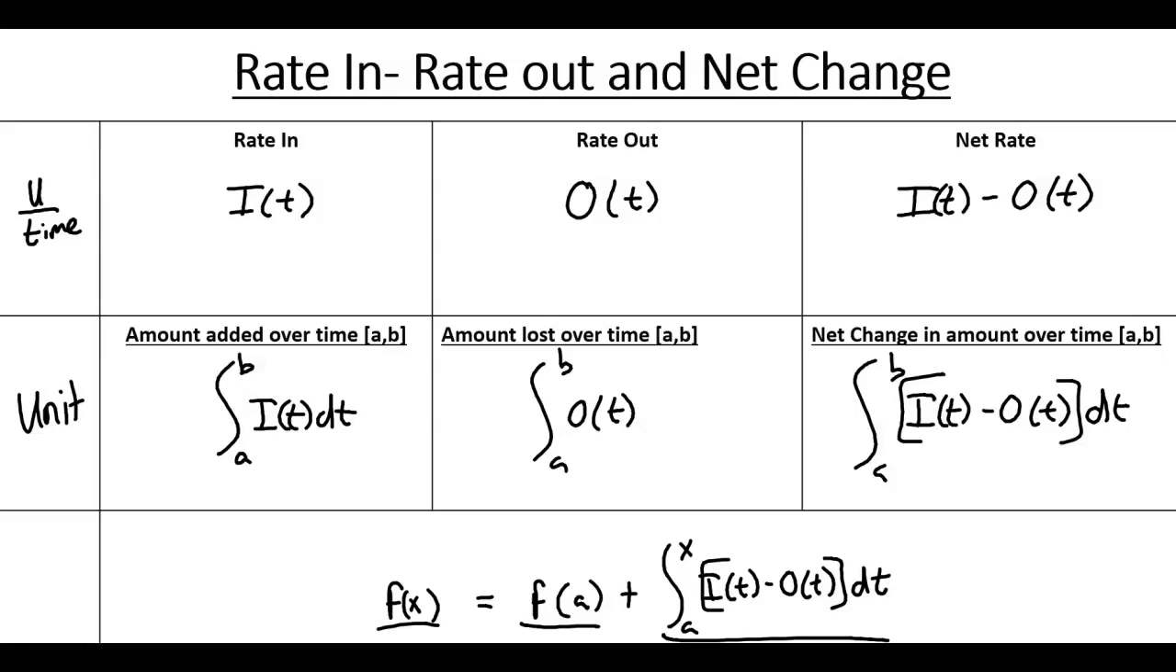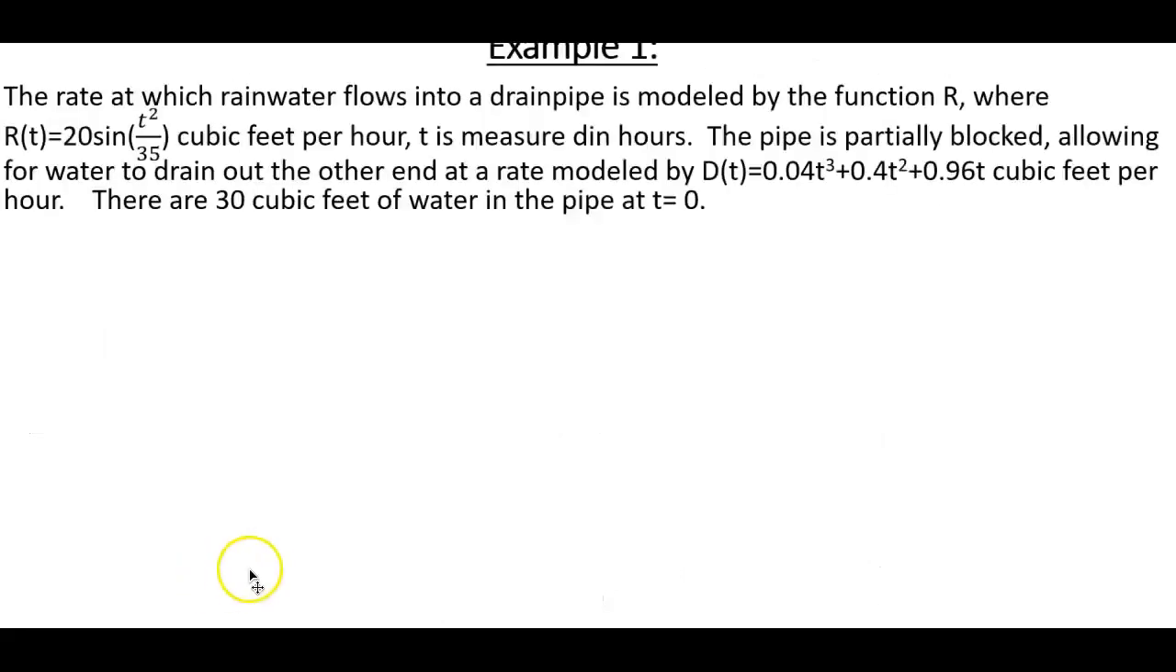So now that we've done that, we're going to jump into some problems. All right, let's begin. Example 1. The rate at which rainwater flows into a drain pipe is modeled by the function R, and here it is. This rate is measured in cubic feet per hour, so this is how much water is being added into the drain pipe per hour, and it can be found using this function here. And t is measured in hours.